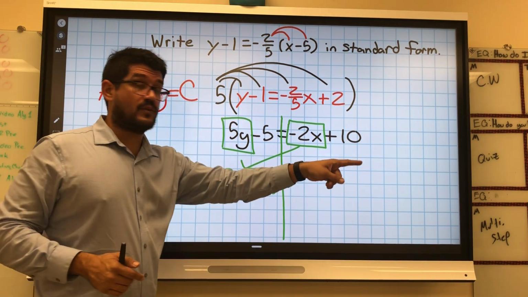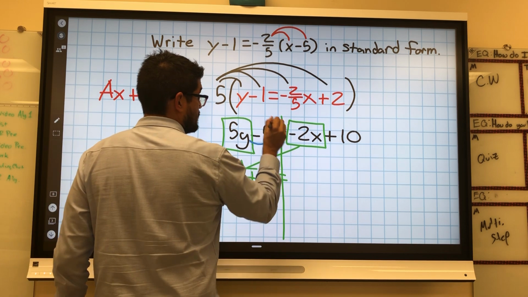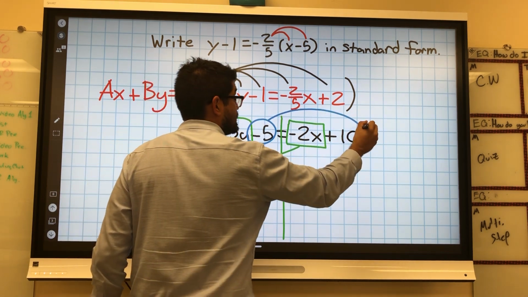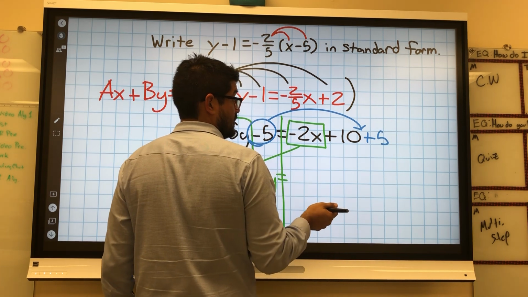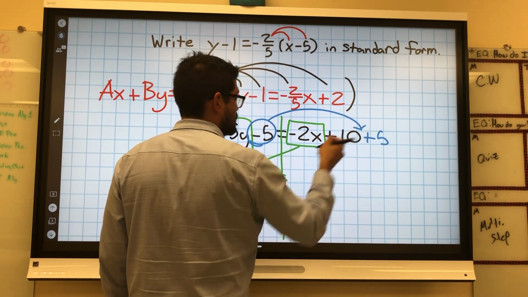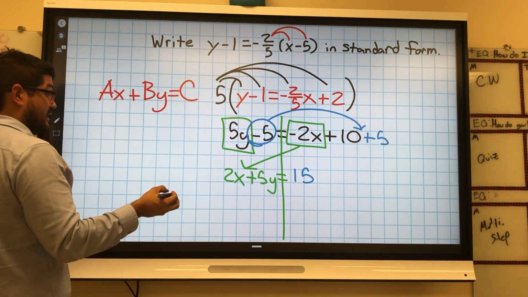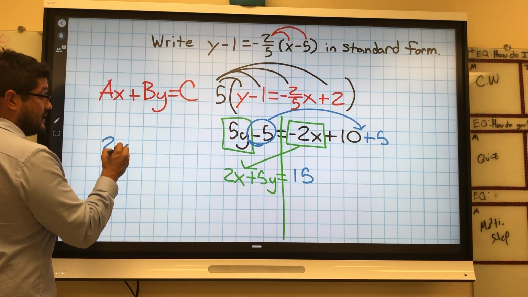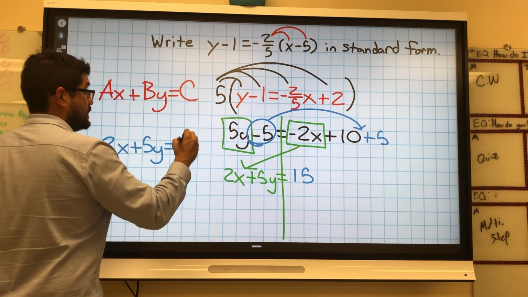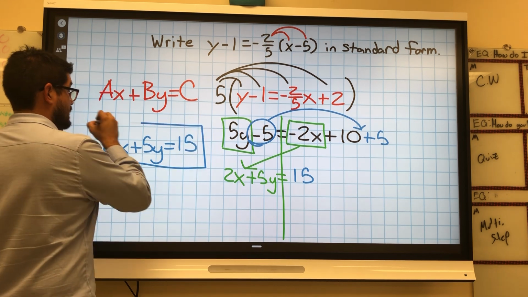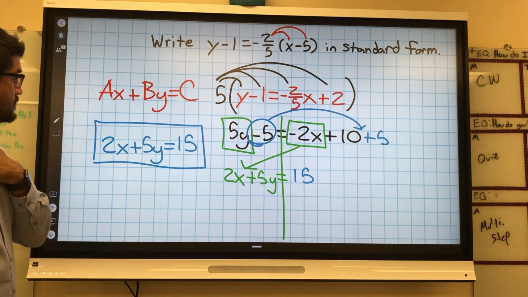Now on that side of the equation, you're going to have a 10 and you're going to have a minus 5. So the minus 5 is moving to this side, which causes it to be also a plus 5. So now you're left with a 10 plus 5, and that makes it 15. So here's the full equation already done, but I'll write it over here so you can see it clearly. 2x plus 5y equals 15. This is written in standard form. The original equation written in standard form.